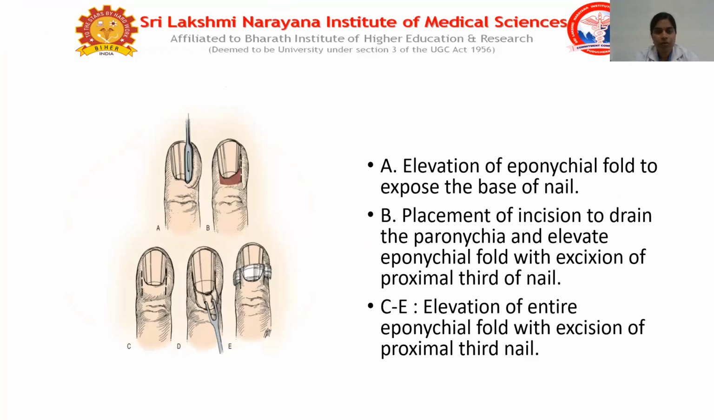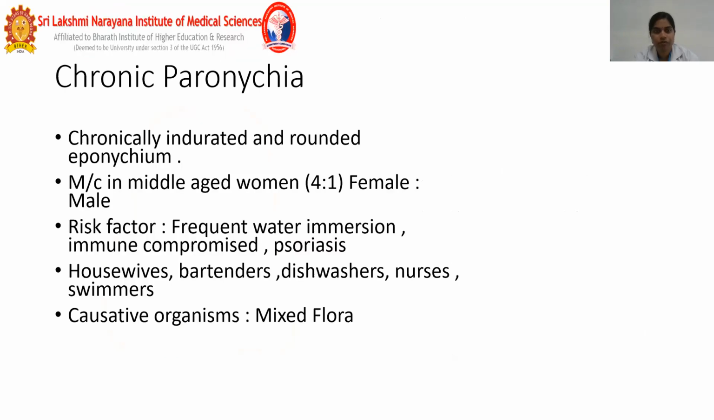Here, there are multiple pictures showing the management of acute paronychia. Picture A is showing elevation of the eponychial fold to expose the base of the nail. B shows the placement of the incision to drain the paronychia and elevate the eponychial fold with excision of the proximal third of the nail. And C to E demonstrate the elevation of the entire eponychial fold with excision of the proximal third of the nail.